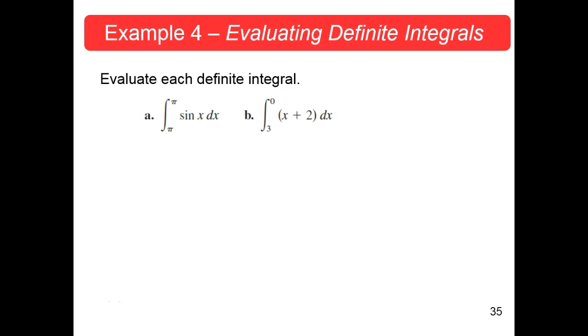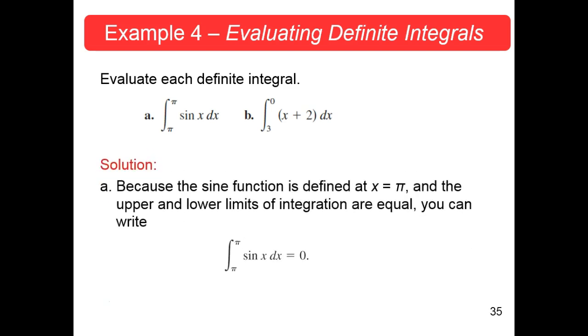Okay, we just finished doing this, so we're going to see how they do it. The first one, because the sine function defined x equal pi, and the upper and lower limits of integration are equal, from the previous definition, that had to be 0. In other words, you're measuring some area under the sine curve, but with 0 width, okay? Finite height, 1, but at 0 width is 0, okay? If you think of that as areas.